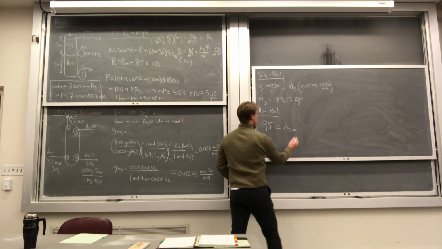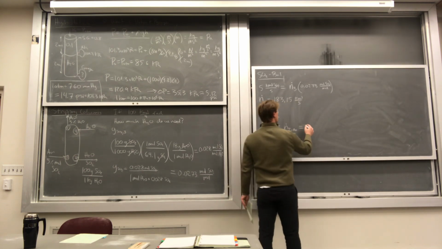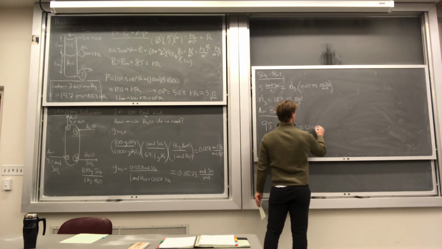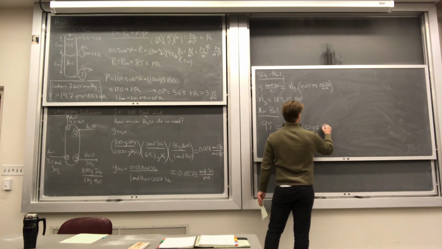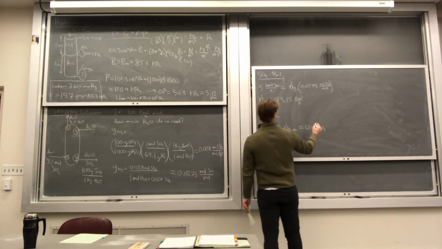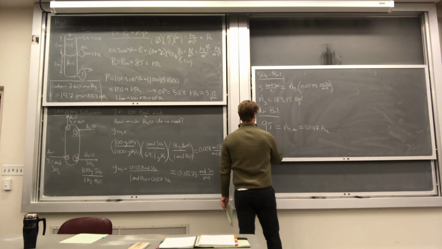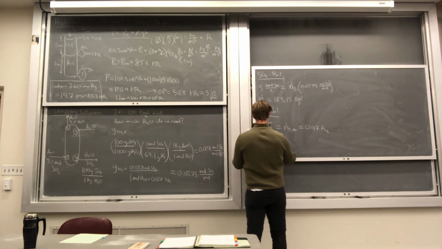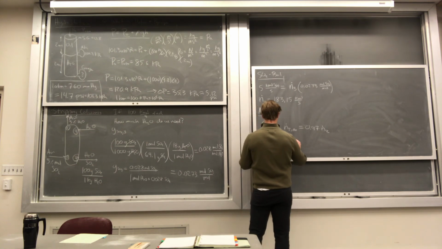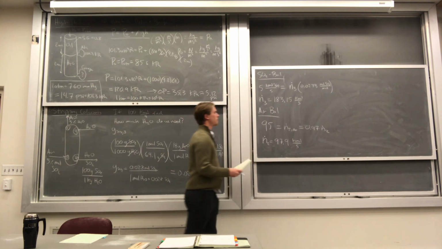Alternatively, we could have also written that this is equal to 0.97 times n dot 2. So that gives us a flow rate of stream 2, which is 97.9 kilomoles per second.